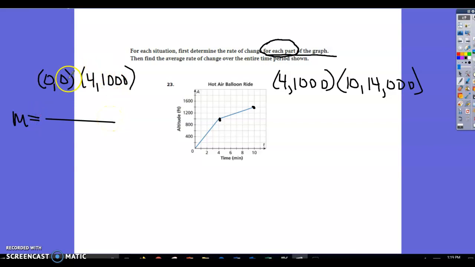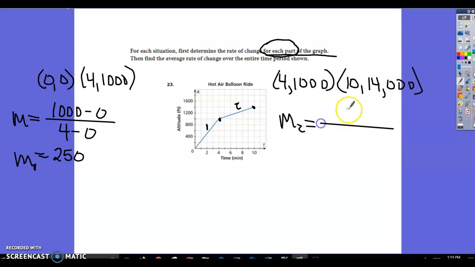All right, let's look at this. We're going to have 1,000 minus 0 over 4 minus 0. And if we reduce that, I believe 1,000 divided by 4 is 250. So the slope will be 250. All right, and that's for this first part here because we used 0, 0 and 4, 1,000. So let's call this the first part. So we'll say this is for slope number 1. All right, so we'll do slope number 2.